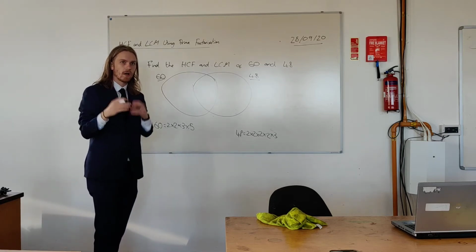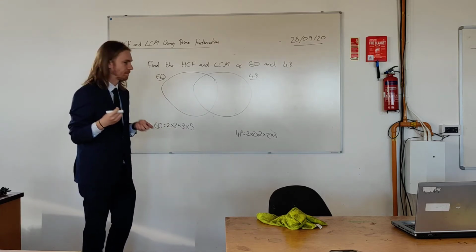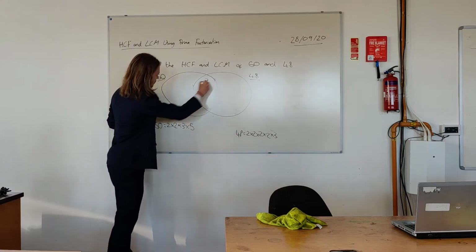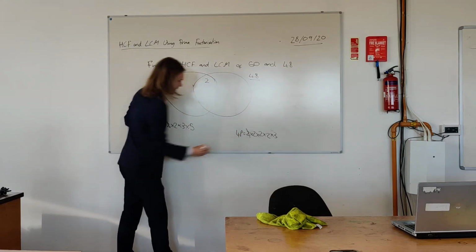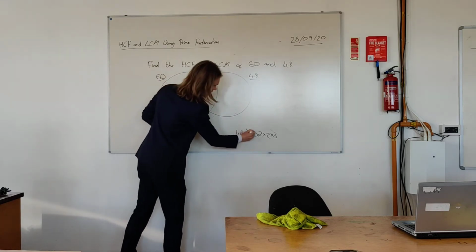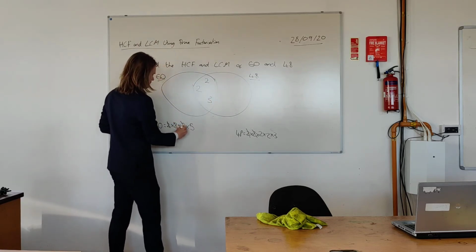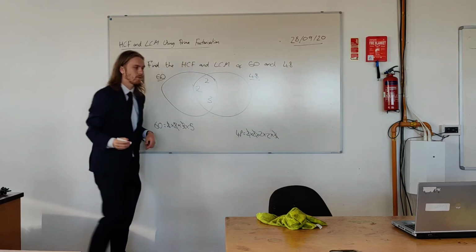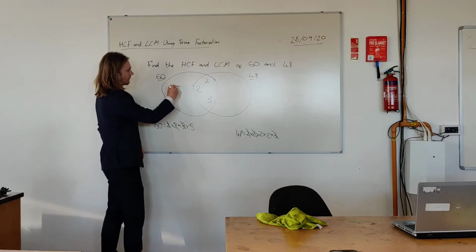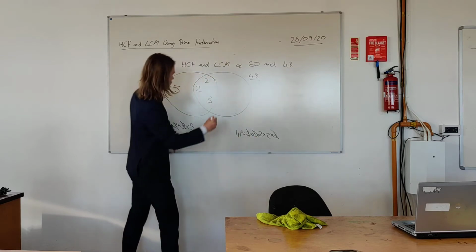But I have to make sure if it's got a prime factor more than once, it goes in more than once. I'm going to start in the middle. Which ones have they both got? Well, they've both got a 2. And they've both got a second 2. And they've both got a 3. Now I'm going to see what's left to go in each section. So in the 60 section, I still need to put a 5. And in the 48 section, I need to put 2 more 2s.